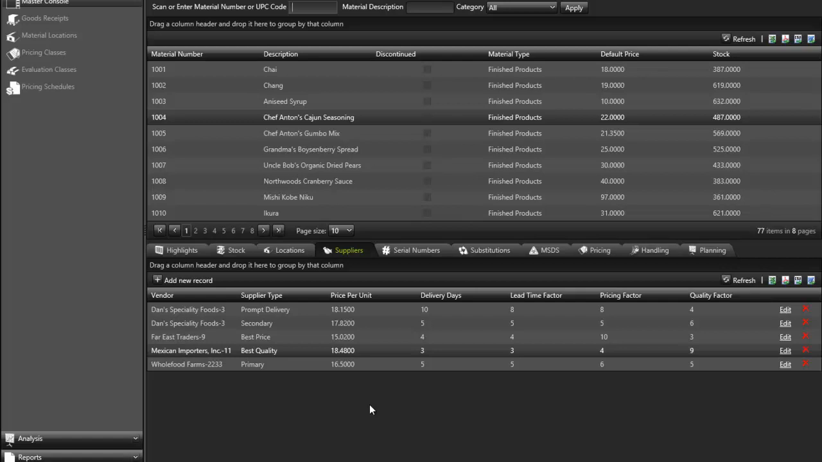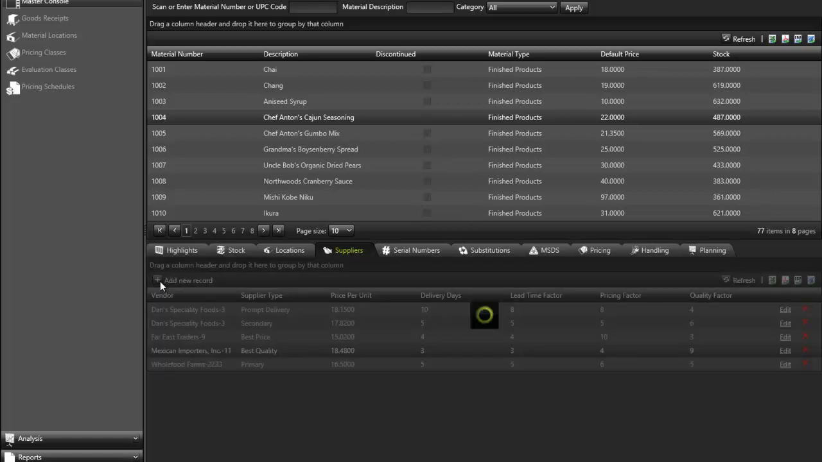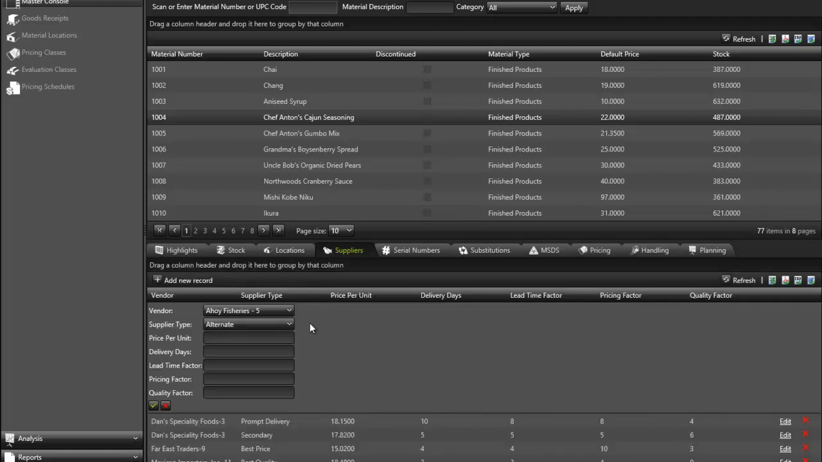So play along with me here. But you get the concept. The concept is that you can establish the vendors and then associate what type of vendor they are. And typically I can add that information with the add new record. So I would select a vendor and I would choose the type of supplier that they are. Perhaps they have the best price, the best quality, maybe they have the quickest shipment.